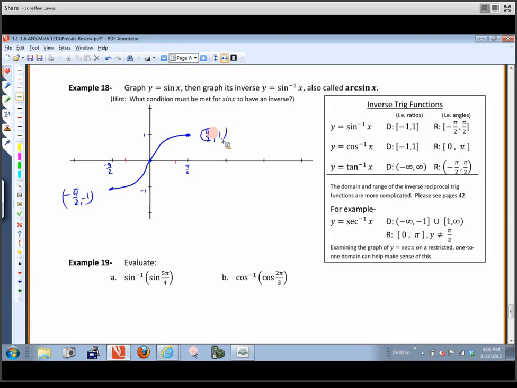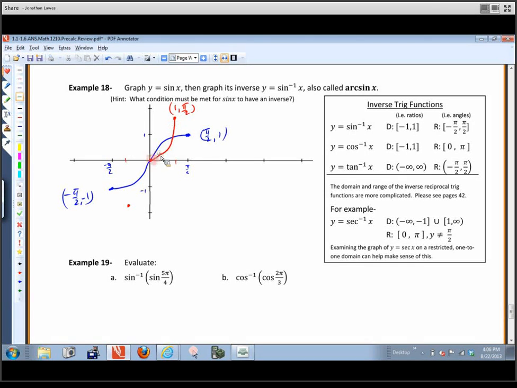So we're going to switch this, 1 and pi/2. So pi/2 would be up about right here. So this is going to be 1, comma, pi/2. 0, 0 wouldn't change because flopping those around doesn't make any difference. And then this is going to be -1, which would be about right here, pi/2. So that's going to be about -1.5. So it's going to look something like this.